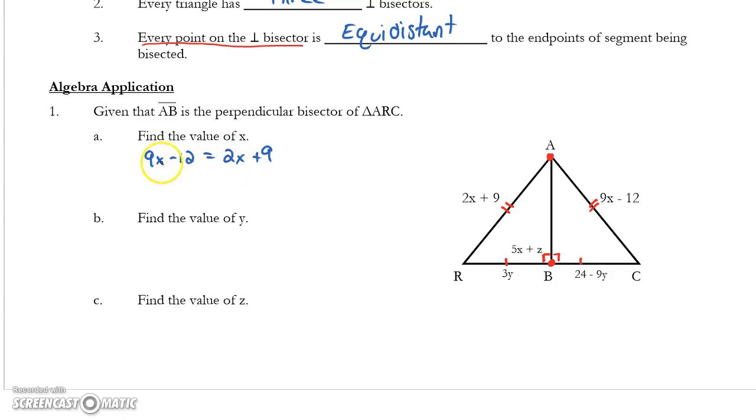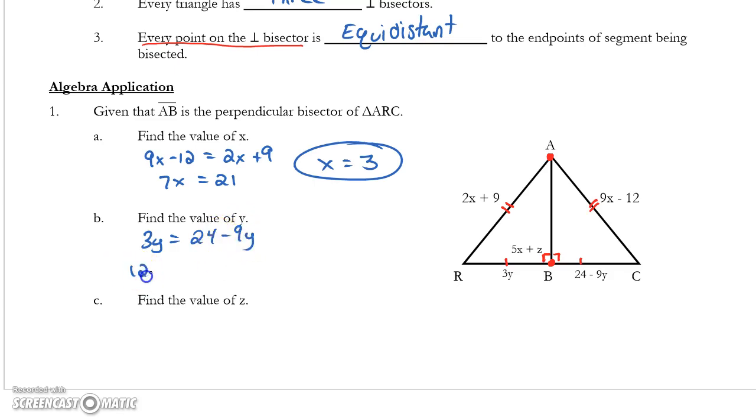This becomes an algebra problem. Subtract 2x from both sides, add 12 to both sides. x equals 3. Solving for y, we already talked about. I know that B is a midpoint, so I can set 3y equal to 24 minus 9y. Add 9y to both sides, divide, and y equals 2.